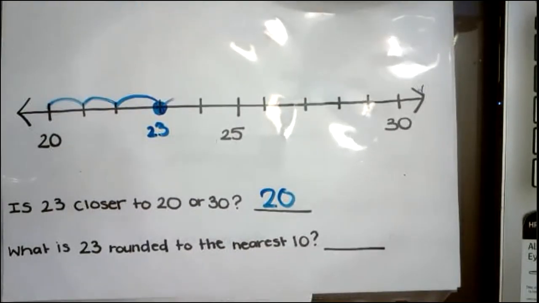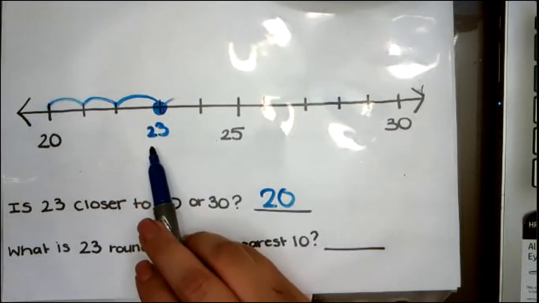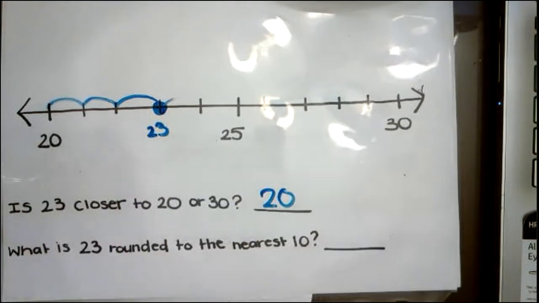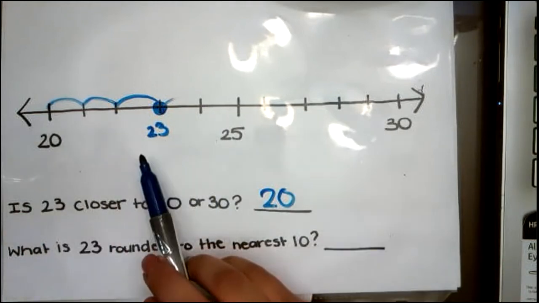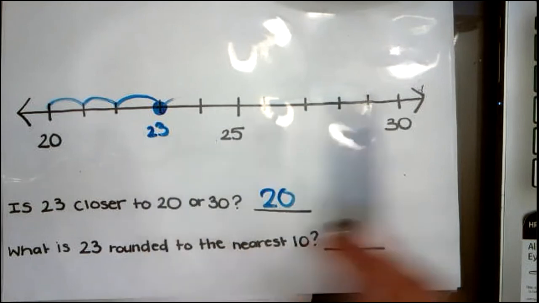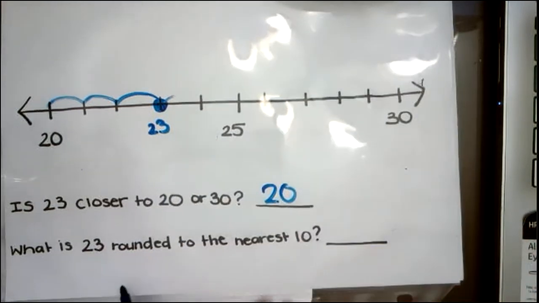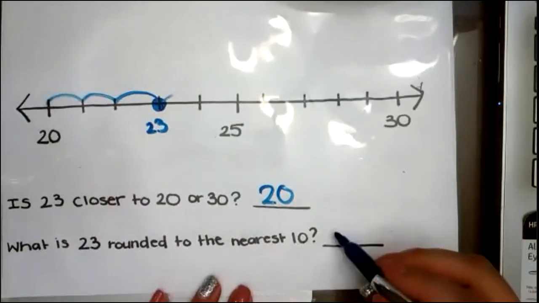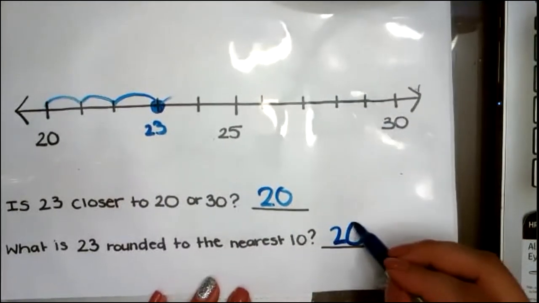Now, what is 23 rounded to the nearest 10? Remember, our nearest 10 is either 20 or 30 for the number 23. So 23 is rounded to 20 for the nearest 10.